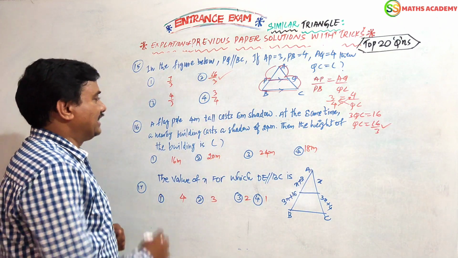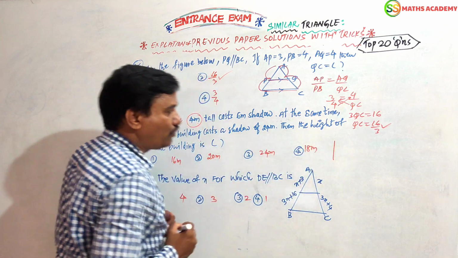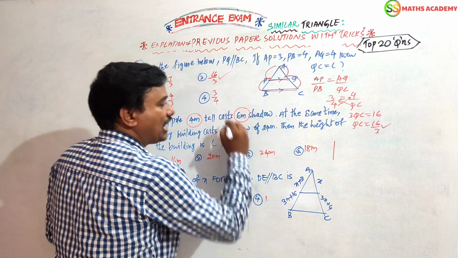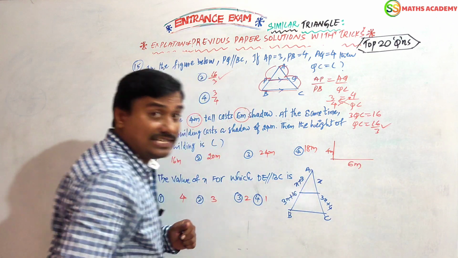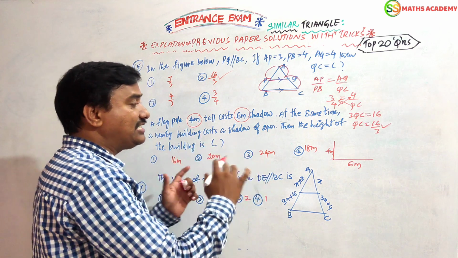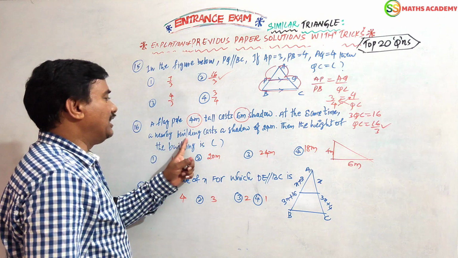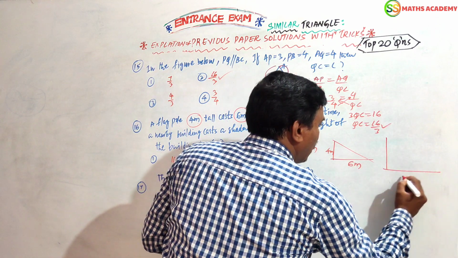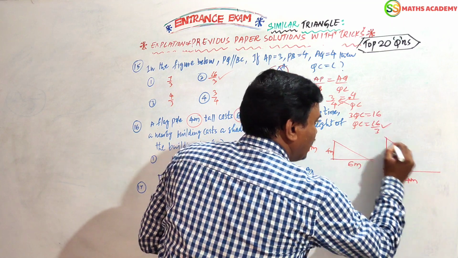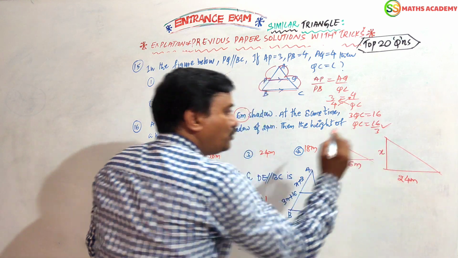Finish. Next. A flagpole 4 meters tall casts a 6 meters shadow. At the same time, a nearby building casts a shadow of 20 meters. Here, this is the building. This shadow will be 24 meters. And what is the height of this building? We should find out. We don't know.